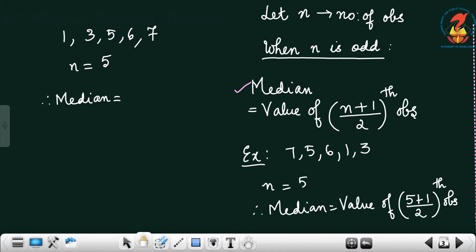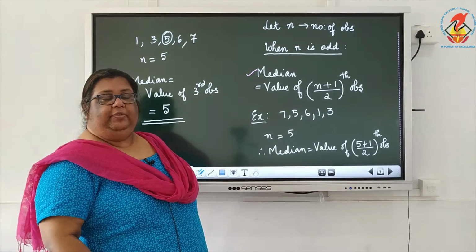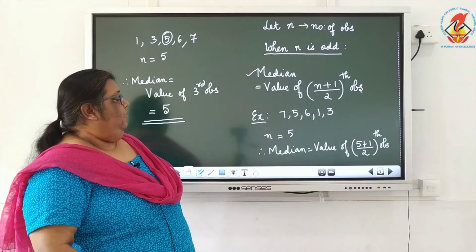Therefore, median equals, what was the formula? Value of (n plus 1) by 2th observation. Value of (5 plus 1) by 2th observation, which is equal to value of 5 plus 1 means 6, 6 by 2, third observation. And here, which is the third observation? 5. So, median of the given data here is 5. The middlemost value of the given data is 5.